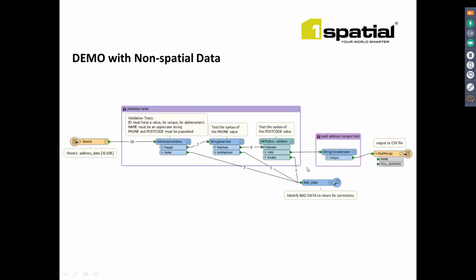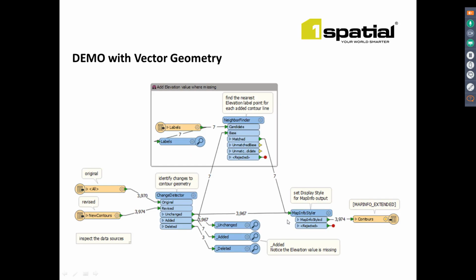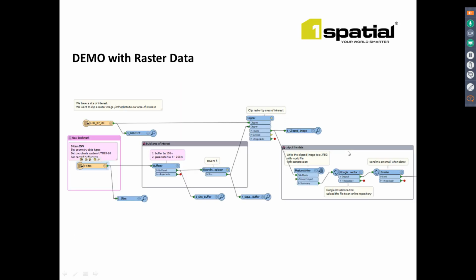So there we had a look at some non-spatial data and some transformers that we might use to validate that. We've had a look at some vector geometries and how we might do some change detection and correction of data. And then finally we've looked at some raster data and how we might clip areas out of our raster data, write it out to different formats, place it in different locations and notify us at the end. So lots of different options.